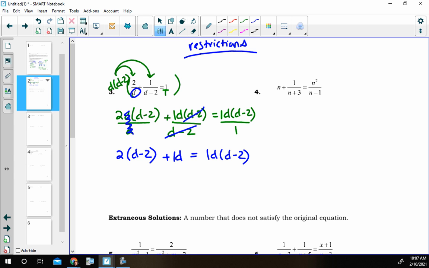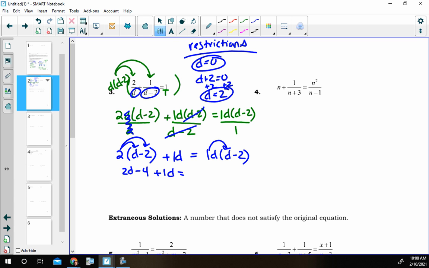So I have this one here, and I have this one here. I don't really have to solve this one, so I'm just going to solve this one. So I'm going to add 2 and get d is equal to 2. So my restrictions are, it can't be 0 and it can't be 2. So now if I solve this, I got to get rid of the parentheses. 2 times d is 2d. 2 times negative 2 is negative 4. 1d times d is d squared, because we're multiplying. 1d times negative 2 is negative 2d.